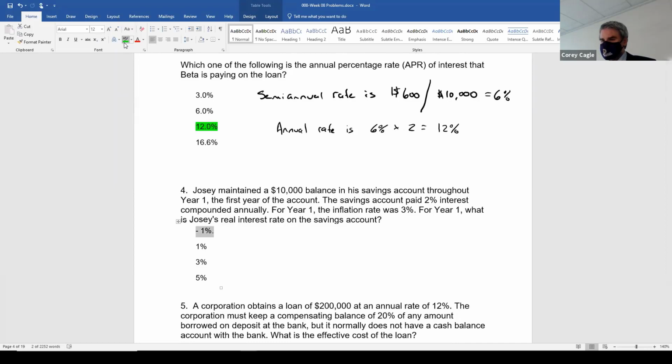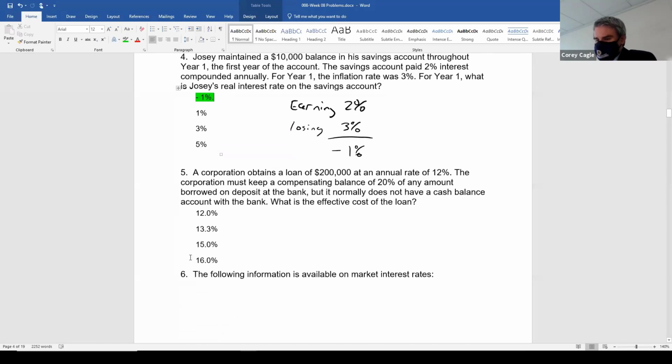And we just kind of went over this idea in the notes. I copied it over. This is that real interest rate idea, right? Savings account pays 2% interest. But you're losing 3% from inflation. Just the idea of what's reality here. Right.